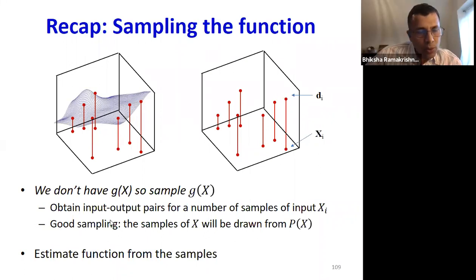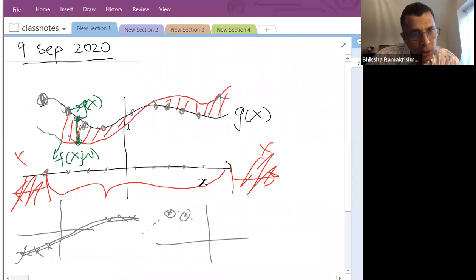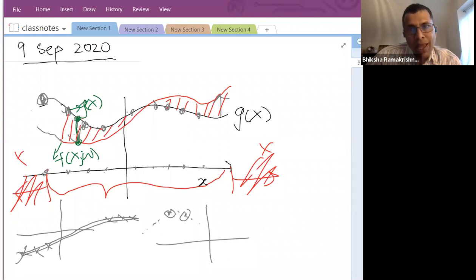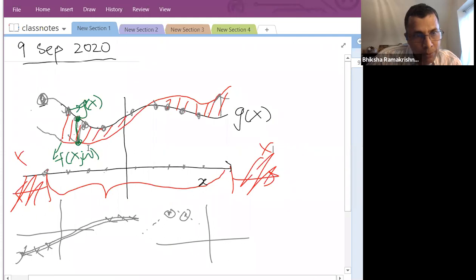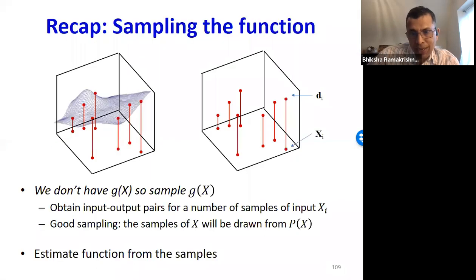Okay, so again, we have the situation that we don't actually have g of x defined everywhere. We are only going to have the value of g of x at some specific points. And so what we will do is to sample the points, but so long as you sample from the natural distribution of the data, you will naturally be assigning more importance to points which are more probable than to points that are less probable.